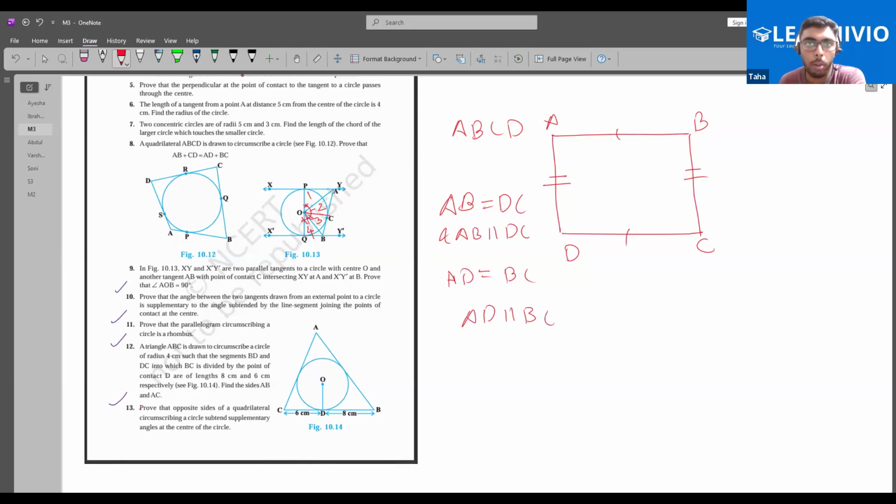Now for this to become a rhombus, what is a rhombus? What are the qualities of a rhombus that make it a rhombus? Zeb, what is a rhombus?